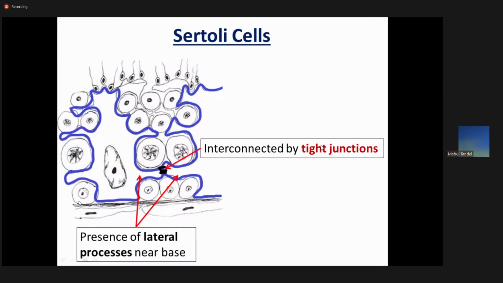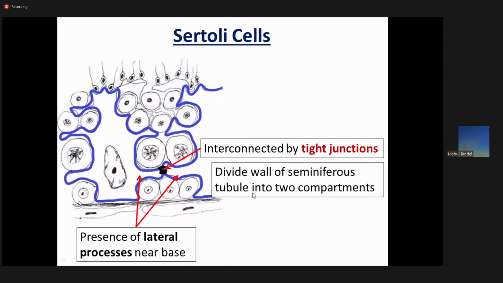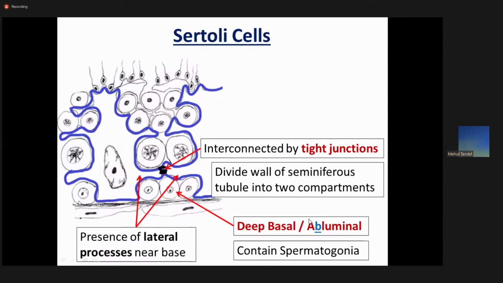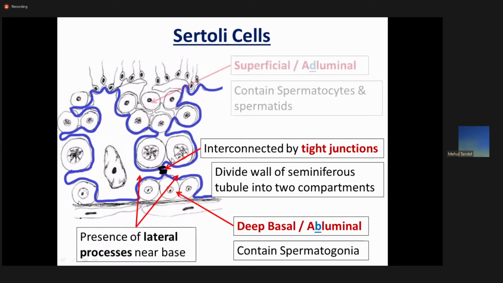That is interconnected by the tight junction, and this tight junction divides the wall of the seminiferous tubule into two compartments. The compartment near the base is known as the abluminal compartment. Ab means away. It contains spermatogonia. The superficial or adluminal compartment is near the lumen and contains the spermatocytes and spermatids. This is just a division of compartments interconnected by the tight junction present between the lateral processes.